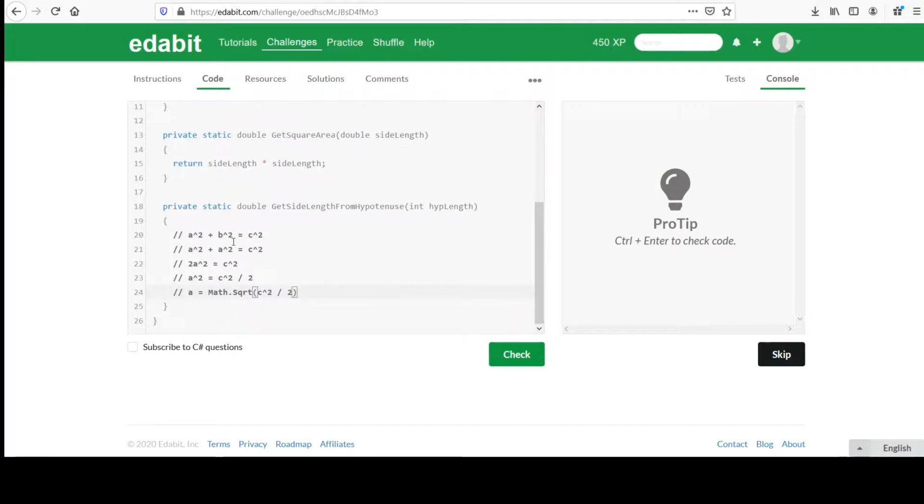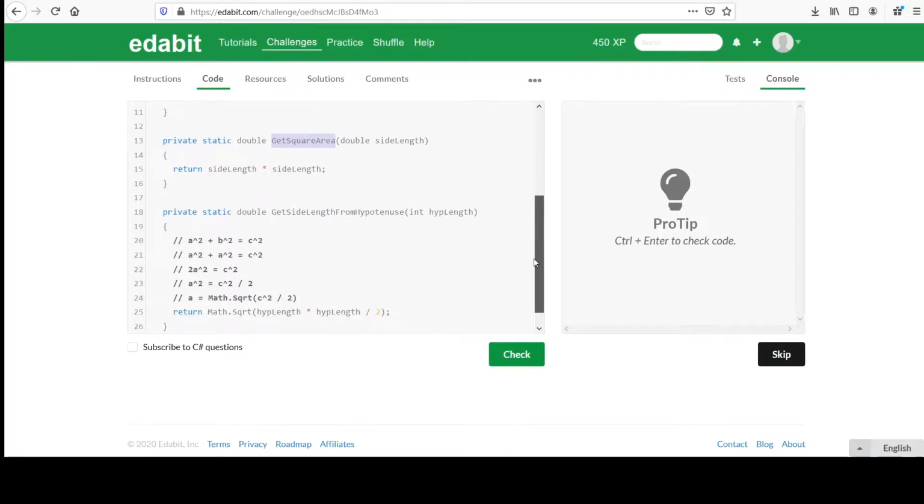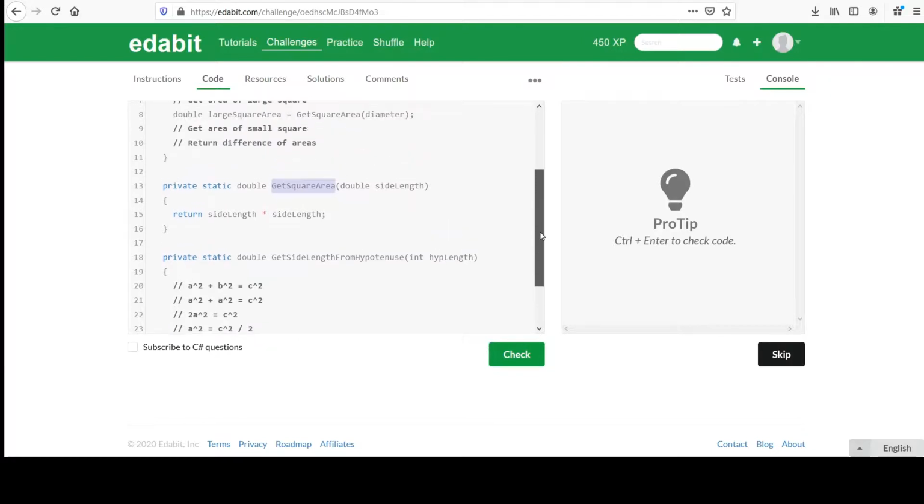So, in this case, we know that c was the hypotenuse that's given to us. So I could go return Math.sqrt, and to square it, we'll multiply it by itself, and then we can say divided by 2. So this will be a nice handy way to get that side length that we want to pass into our get square area function. And I like to break all my stuff out into separate methods where I can. Really make them all small and focused and easy to understand.